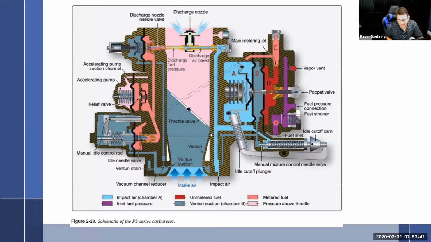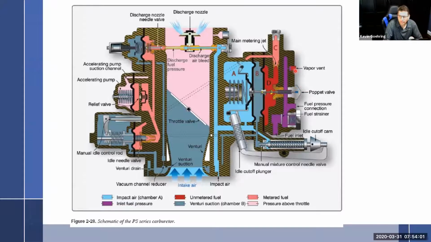I like this one because it's nice and color coded. We come through here. We have a fuel strainer, fuel screen. This, of course, is the fuel pressure connection. That means it's usually going to go to a pressure gauge or something. Poppet valve and vapor vent.